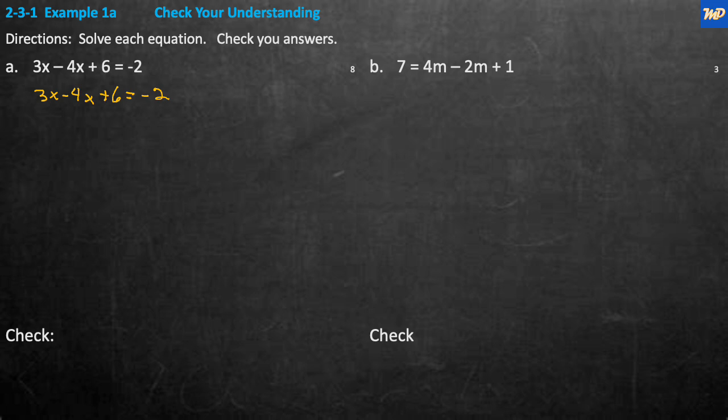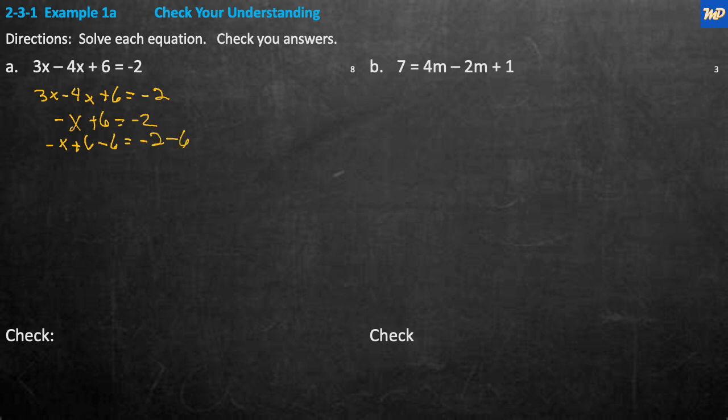So what does it say to do? It says combine the like terms first on one side, okay? Not across the equal sign, but on the same side. In that case, we have 3x and 4x are like terms. So 3x minus 4x is negative x plus 6 is equal to negative 2. Now we're going to go ahead and use the addition or subtraction property of equality. And in our case, it'll be subtraction because we're going to subtract 6 from both sides. So we're going to have negative x plus 6 minus 6 equals negative 2 minus 6.